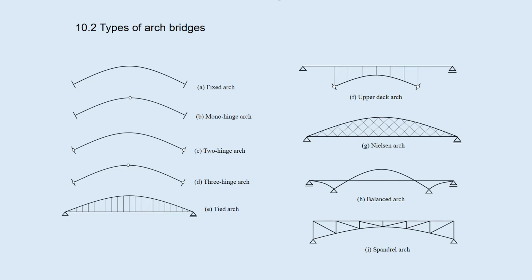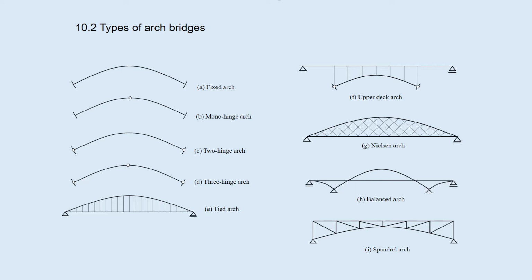10.2 Types of arch bridges. A is a fixed arch bridge, which is used for stone bridges. The fixed arch is also used for steel arch bridges, but bending moment is very large at the springing. B is monohinge arch, where a hinge is inserted at the span center. C is the two-hinge arch, which is commonly used for steel bridges. D is a three-hinge arch, which is a statically determinate structure. This is a favorable solution for soft ground, but is vulnerable against vibration.